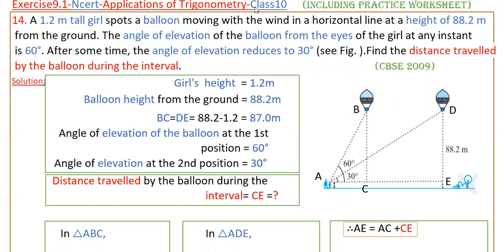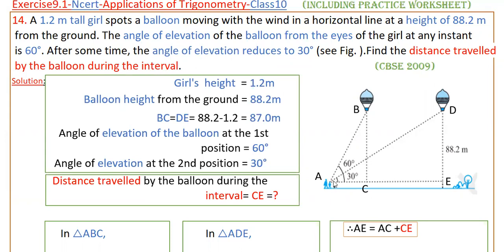A 1.2 meters tall girl spots a balloon moving with the wind in a horizontal line at a height of 88.2 meters from the ground. The angle of elevation of the balloon from the eyes of the girl at any instant is 60 degrees. After some time, the angle of elevation reduces to 30 degrees. Find the distance traveled by the balloon during the interval.